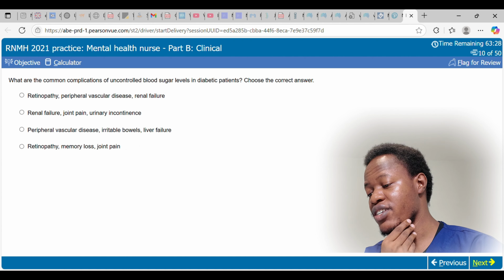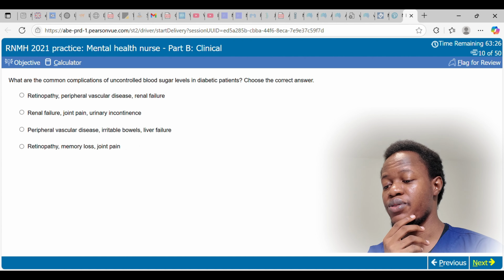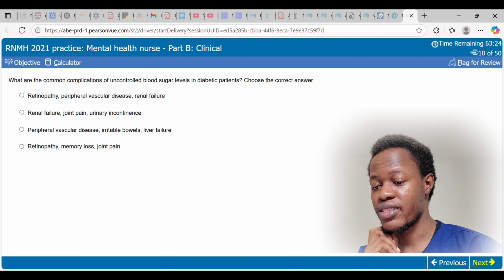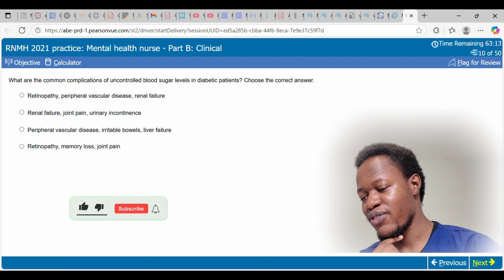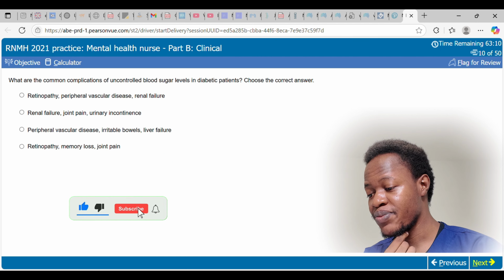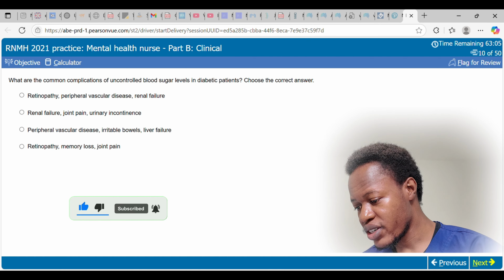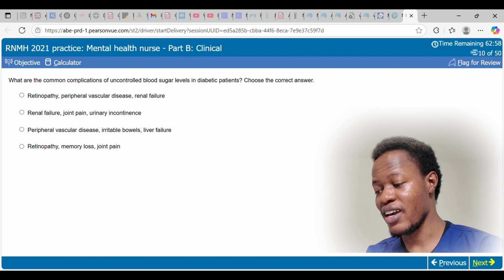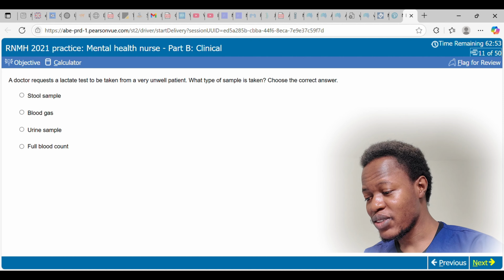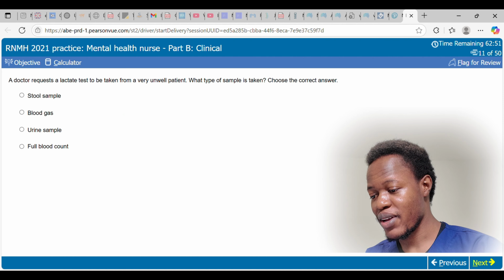What are the common complications of uncontrolled blood sugar levels in diabetic patients? Choose the correct answer. First one says retinopathy, peripheral vascular disease, renal failure, joint pain, urinary incontinence, peripheral vascular disease. I think A is our best option. A doctor requests a lactate test to be taken from a very unwell patient. What type of sample is taken? Choose the correct answer. I think that should be the blood gas.